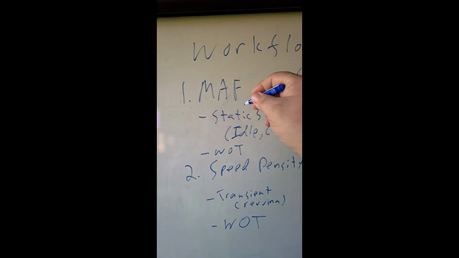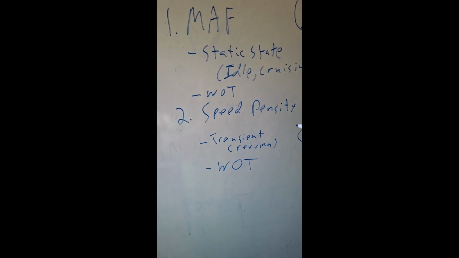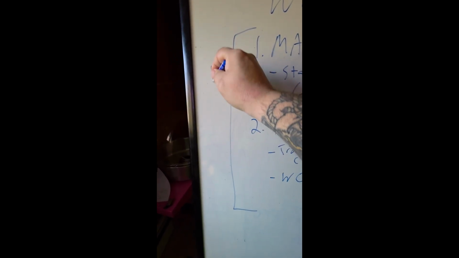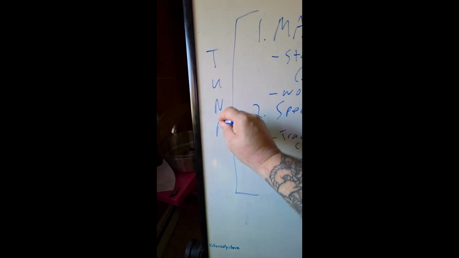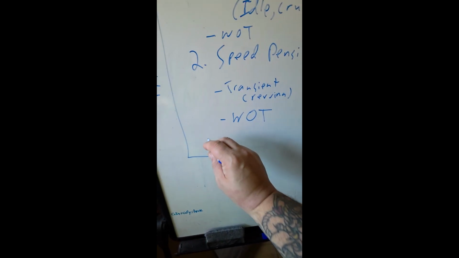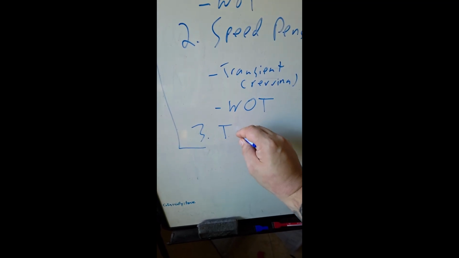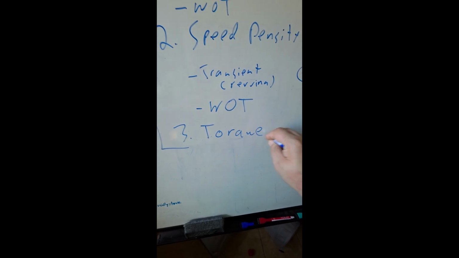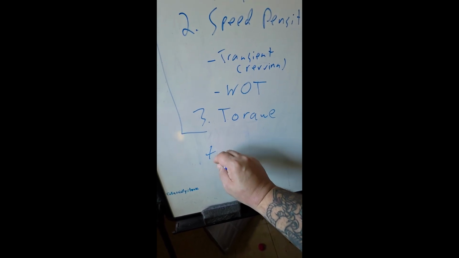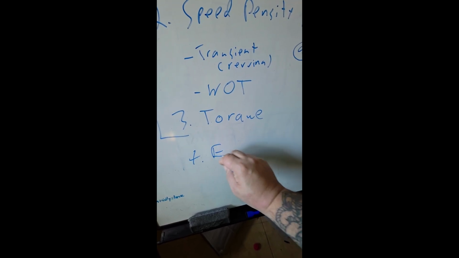So if I map all the static states with MAF, and then I map the transient states with speed density, and I do WOT for both of those, all of them combined give me a tune for the basic calibration. From there, I need to worry about torque. And before or after, or both, I'm going to worry about enrichment.